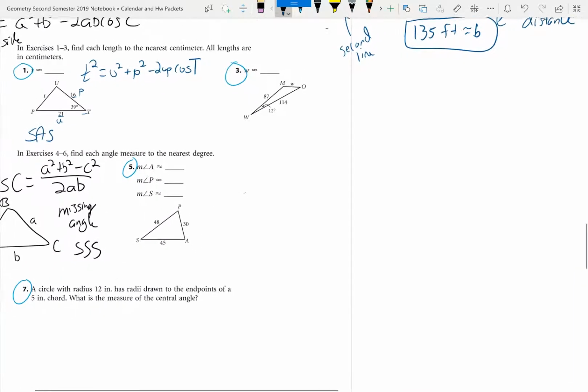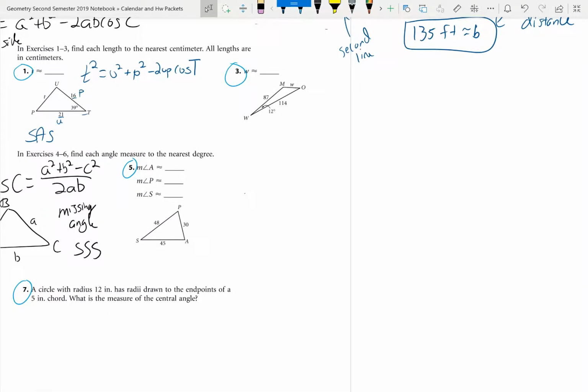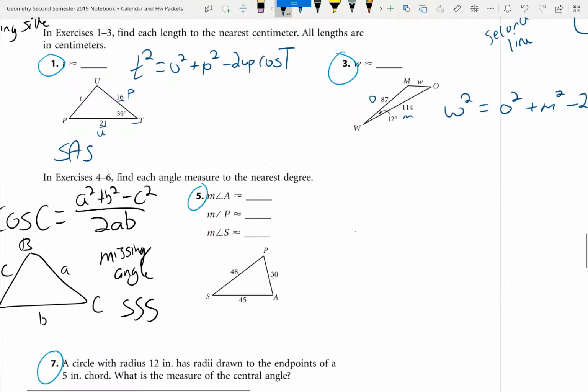So number 3 is also SAS. This will look like w squared equals, so we have o and m, o squared plus m squared minus 2om cosine uppercase W. Okay. So now all we're doing is plugging these in.